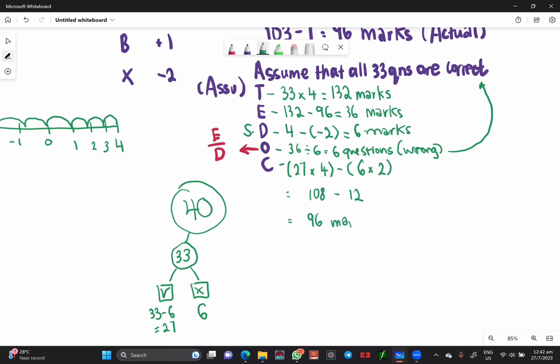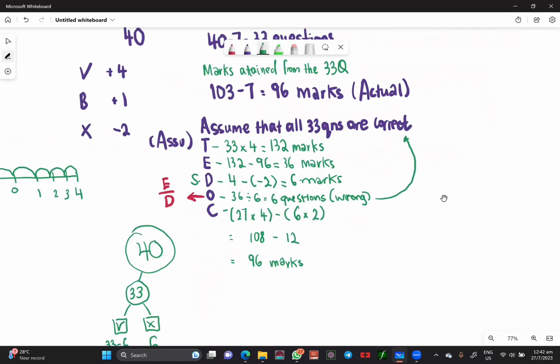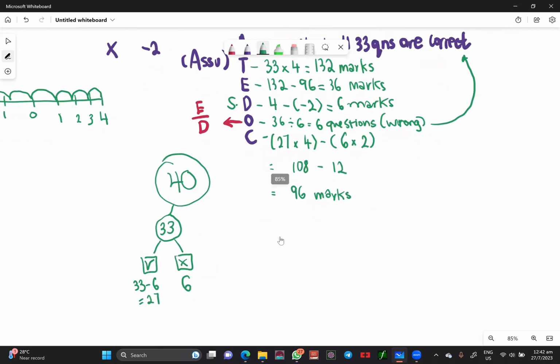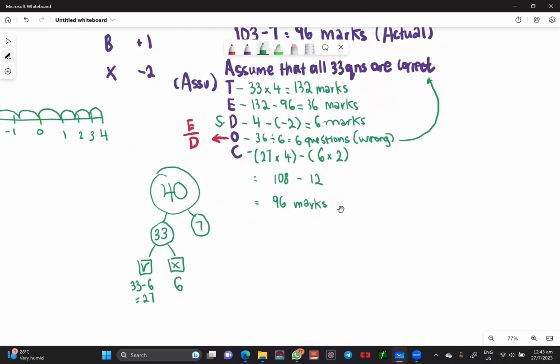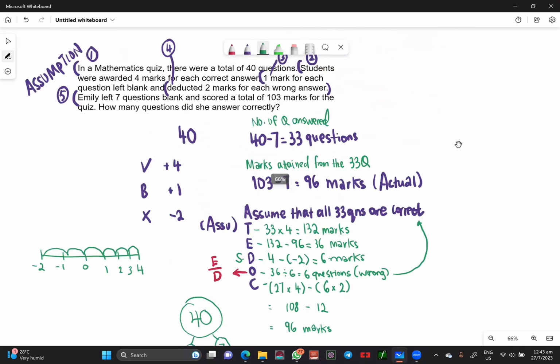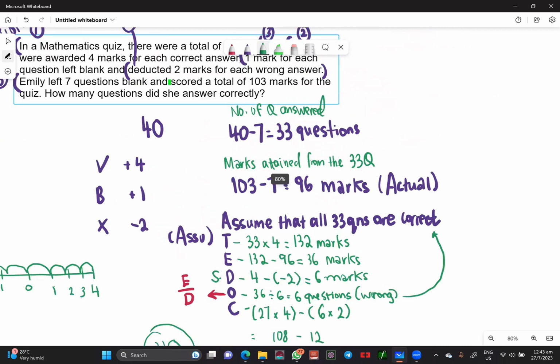Now then, if you're wondering, oh no, I think I made a mistake. No, that's not true. Now remember how 96 marks is actually the actual, as you can see over here, but this is only for the 33 questions, not forgetting that you have another 7 questions which you have received 7 marks, because those 7 questions are the questions that you left empty or blank, right? So therefore over here, you just have to do 96 plus 7 and you realize that you get to 103, and 103, as you can see, is the total marks that this person has scored, and it is stated in the question.